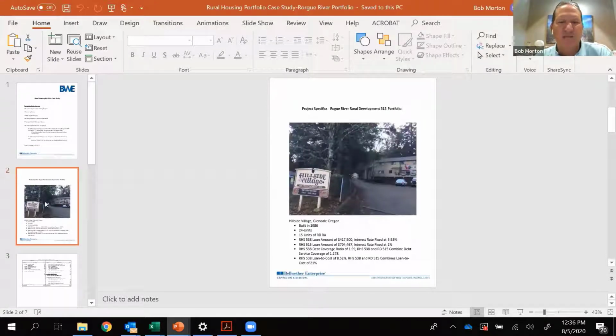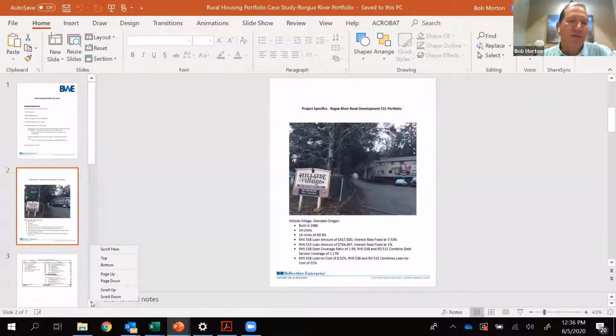So we have one called Hillside Village. It was built in 1996, 24 units, 15 units of RA. The 538 loan was $417,000. The 515 assumption was $704,000. We had a debt service coverage of 1.99, and globally with the 515 involved, we have a coverage of 1.178. So a nice set of coverage there. The 538 loan to cost was 52%, and combined with the 515, the loan to cost was 21%.